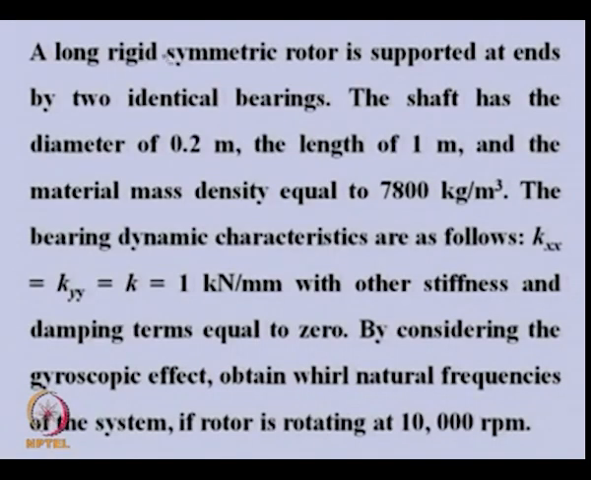So, one example is one in which we are considering a long rigid symmetric rotor supported on two identical bearings. The shaft has a diameter of 0.2 meter and a length of 1 meter. The density of the shaft is given. The support springs have a direct stiffness given by this expression. There is no damping we are considering, and we are considering the gyroscopic effect in this particular case, and we are interested in finding the whirl natural frequency at a particular RPM.